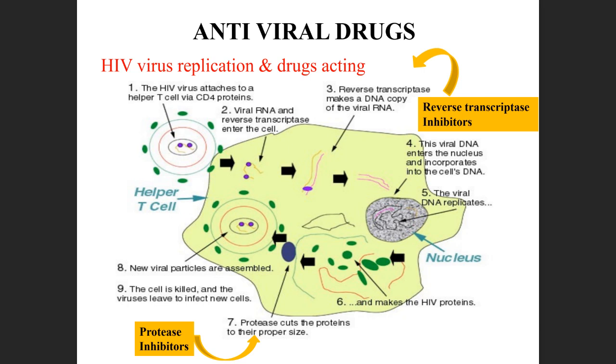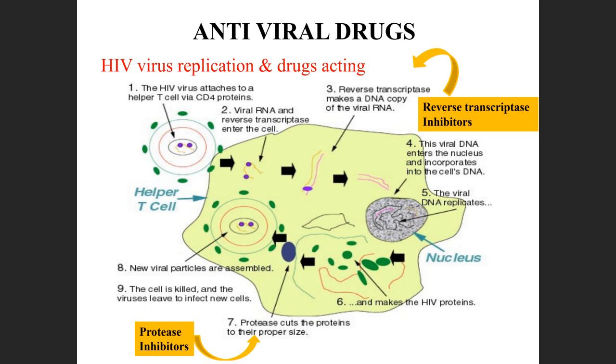The different classes of these drugs act differently based upon their mechanism. Say, suppose the HIV virus attaches to the helper T cells and the CD4 receptor of the protein, and the viral RNA and reverse transcriptase enter into the cell. Then the viral RNA binds and makes a DNA copy, so it is making a duplicate copy of the DNA.